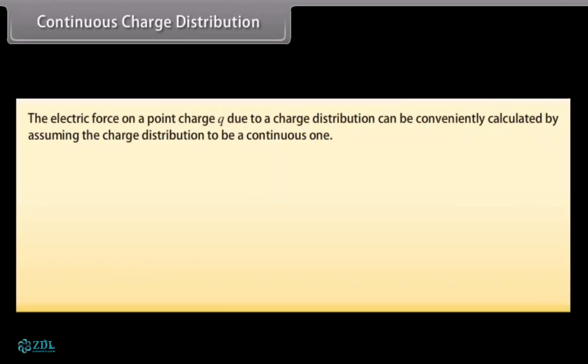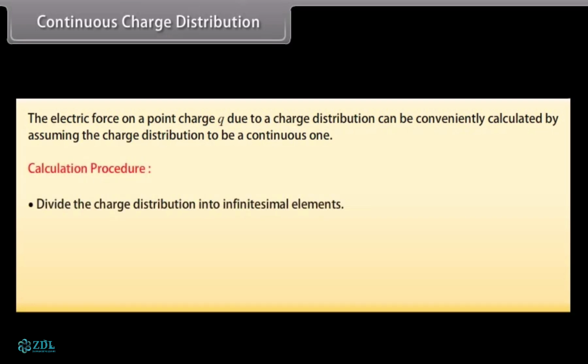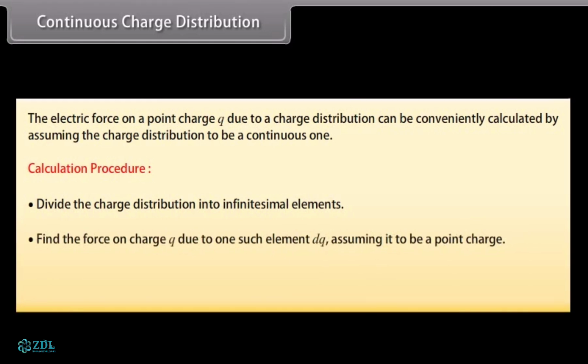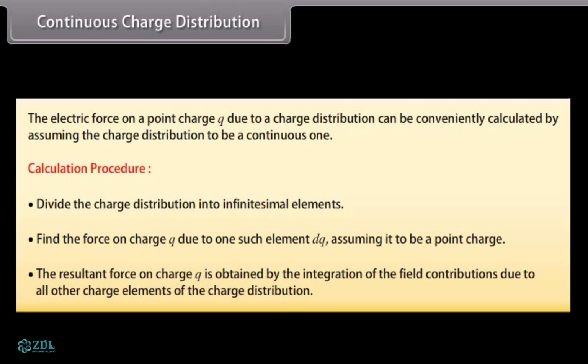Continuous charge distribution. The electric force on a point charge Q due to a charge distribution can be conveniently calculated by assuming the charge distribution to be a continuous one. Calculation procedure. Divide the charge distribution into infinitesimal elements. Find the force on charge Q due to one such element dq, assuming it to be a point charge. The resultant force on charge Q is obtained by the integration of the field contributions due to all other charge elements of the charge distribution.